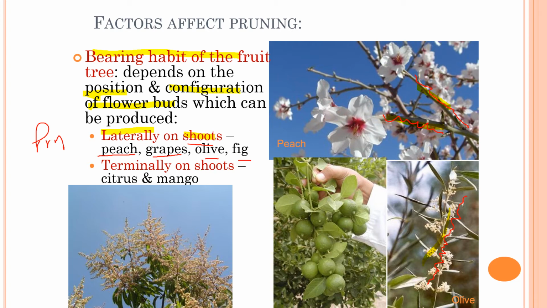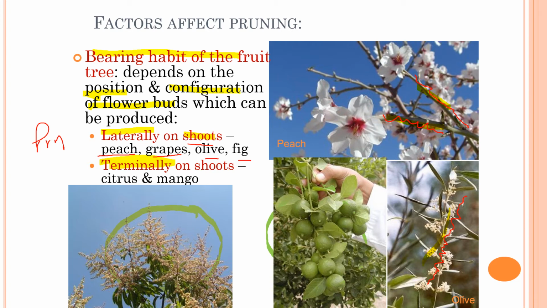The second thing is, some of these trees have terminal shoots where the fruits are produced, and a good example of those is citrus. You can see here the citrus is terminal. You can see the mango is also terminal. Mango will always produce fruits on the last part of the branch. That's why it is called terminal.